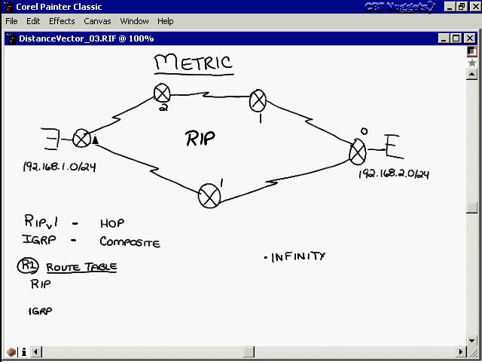Now this router, this is where it gets interesting, depending on the path it takes. If it takes the path this way, it's actually 3 handoff points to get to this network. If it goes this way, it's 2. All right, pretty simple, right?